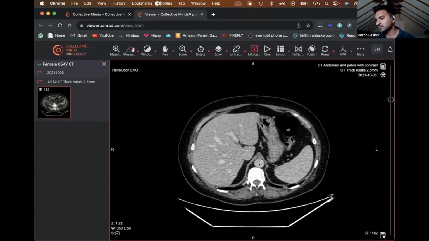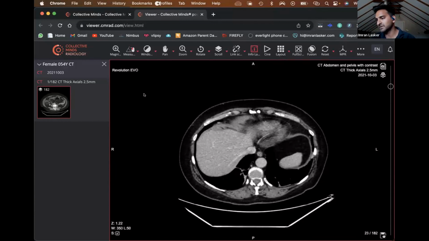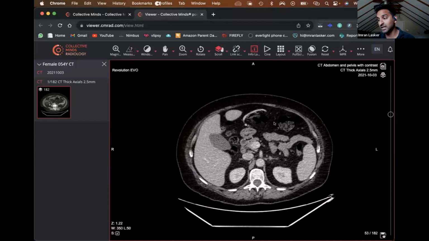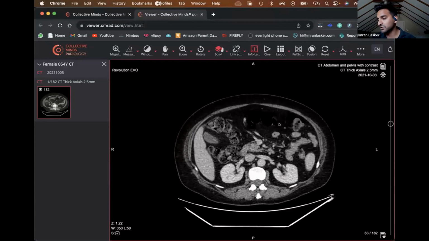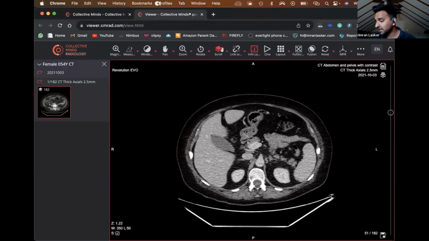We can see that this is a contrast study. We can see the portal vein sitting over here, and the liver sitting over there. This patient's come in with abdominal pain, so one of the things I would do is have a look at the gallbladder. Make sure it looks okay. It doesn't look particularly inflamed, which is good.